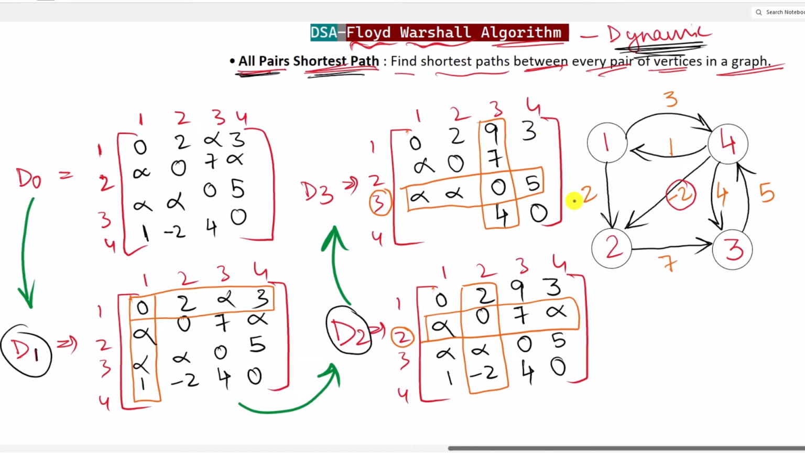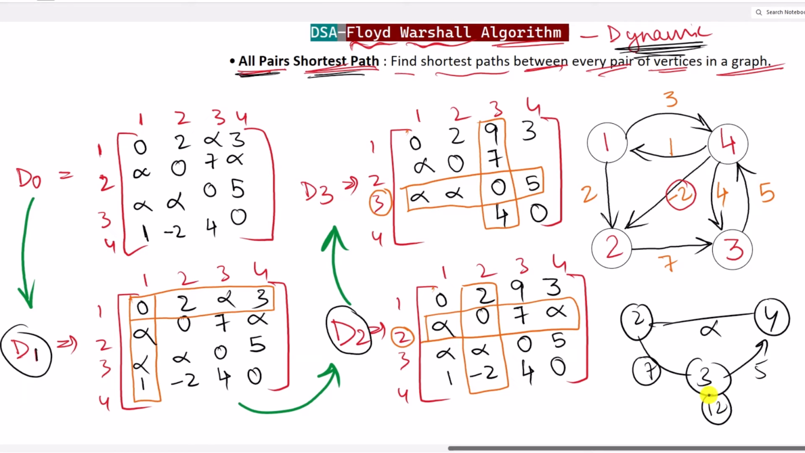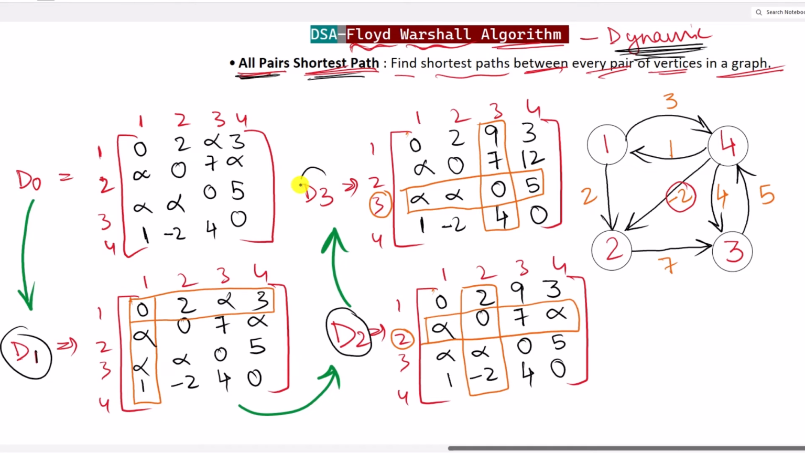Now from 2 to 4, you can see we have infinite when we took the direct path. But now if we take this vertex 3 as the intermediary, from 2 to 3 we have the cost 7, from 3 to 4 we have the cost 5. So 7 plus 5, 12, is better than infinite, so here we're gonna have this 12. So this way we're gonna fill all of these values. So we're done with the D3.